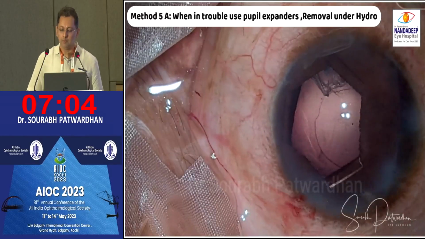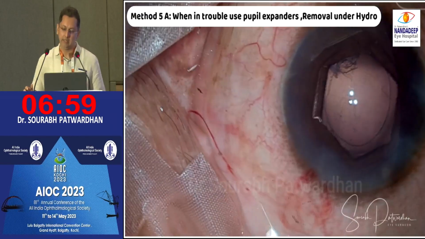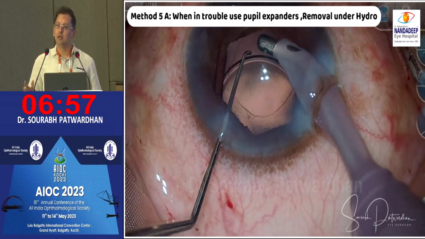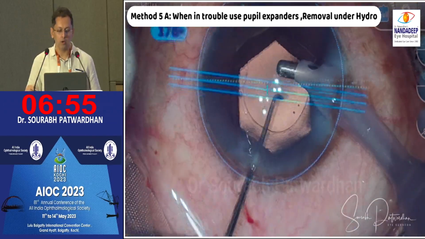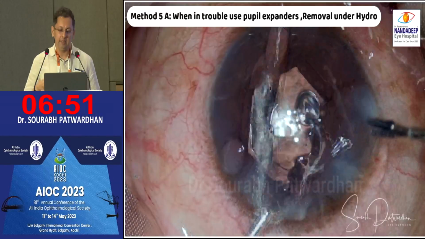So some of my colleagues told me that we can remove the expanders under the hydro. It can be done, but I feel that in some cases where the pupil is really small, I will just show you in this particular case. So I have used B hex ring, I have aligned the IOL perfectly.